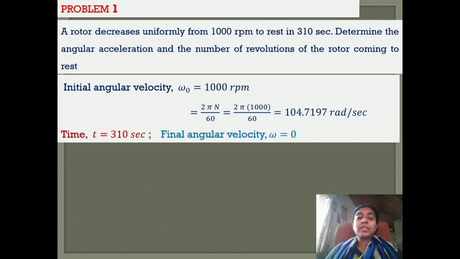Now time is given as 310 seconds. So our final angular velocity omega is given as 0 because it is coming to rest. So final angular velocity is taken as 0.